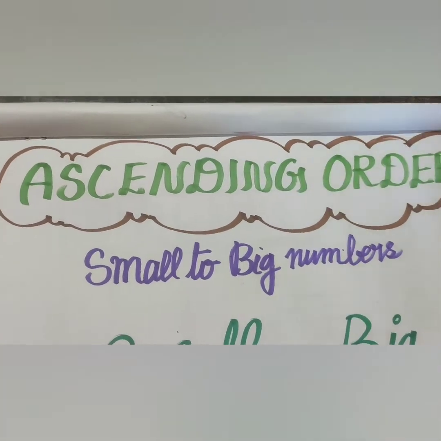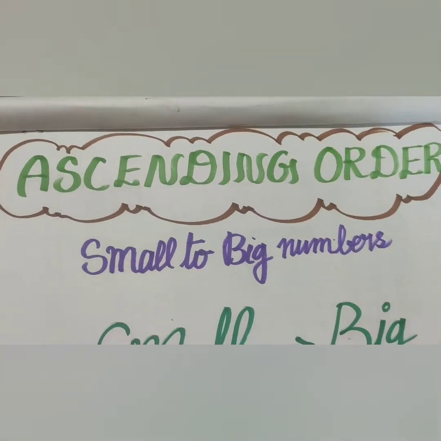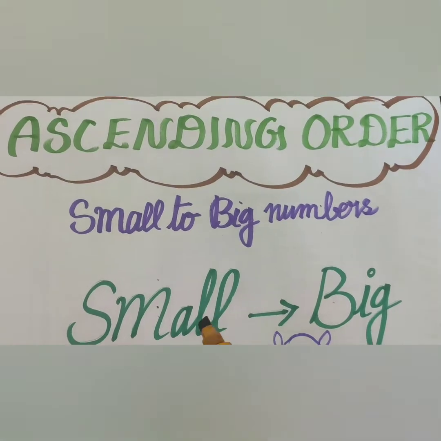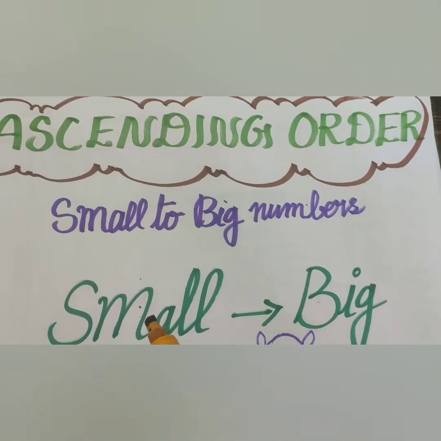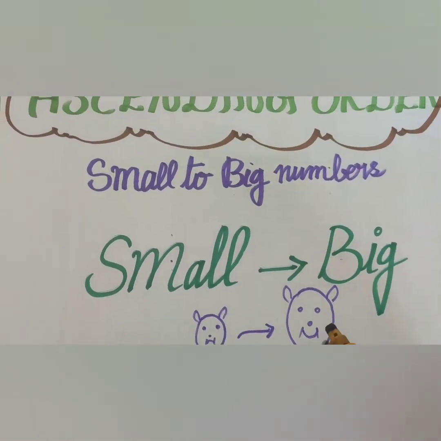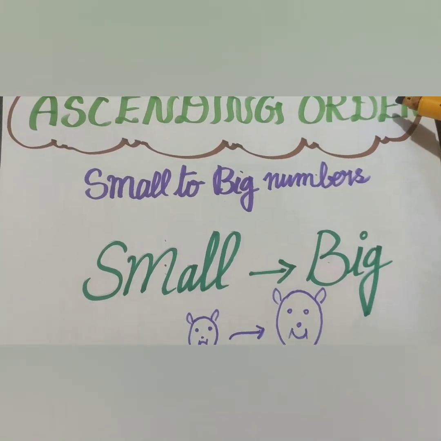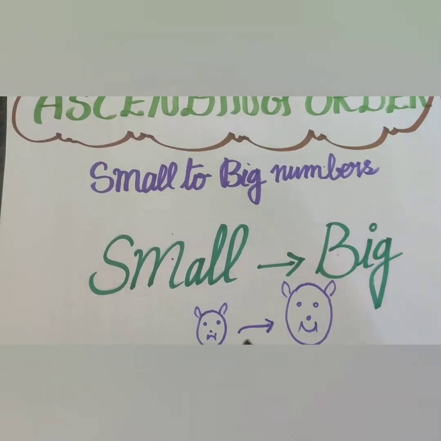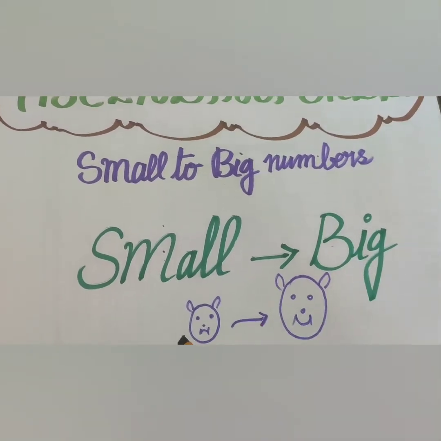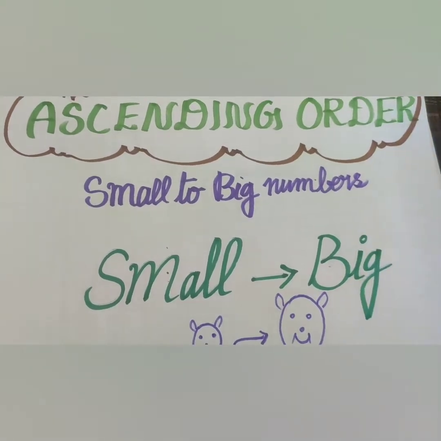So they will give a group of numbers. You have to arrange the numbers from smaller to bigger ones. Here, for understanding, it is written like this, so you can recall it easily. Small to big. Look at these dolls also. This is small, this is big. So whenever you hear about ascending order, you just recall these two pictures, small to big. This is small, this is big. So small number to big number. Let us see how to do the ascending order.